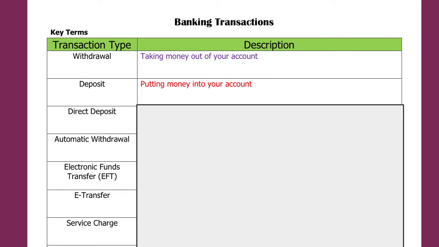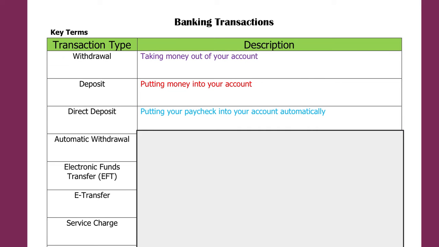Next, we have direct deposit. So this is when you're putting your paycheck into your account automatically. So rather than getting a paper paycheck, going into the bank and having to deposit it, or going to a machine and having to deposit it, you set it up with your work to automatically go right into your account.